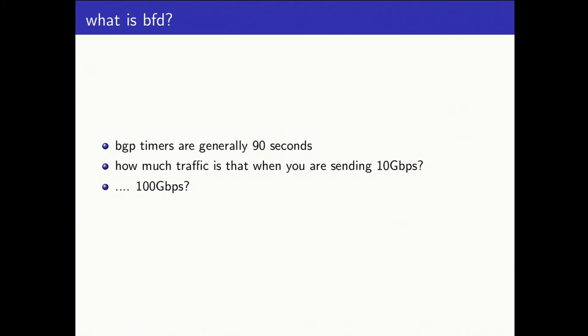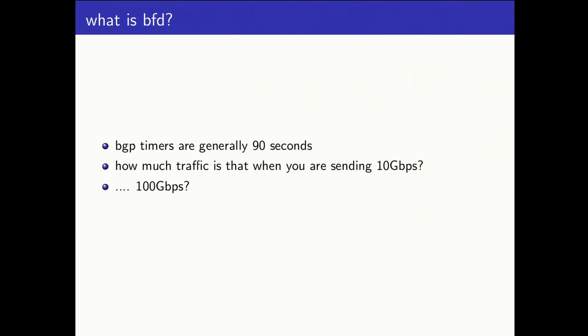So why do you care? In BGP, when you're checking the health of your neighbor, the timers are really commonly around 90 seconds to detect failure if your neighbor is no longer available. That can turn into a huge amount of data when you're at high data rates. Like how much is that at 10 gigabits or even at 100 gigabits? This can be massive problems for you.